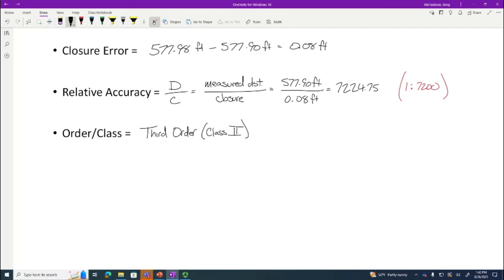So if this number was 10,000.1, it would be third order class one. If it was 9,999.3, it would be third order class two. It's got to be that or better.